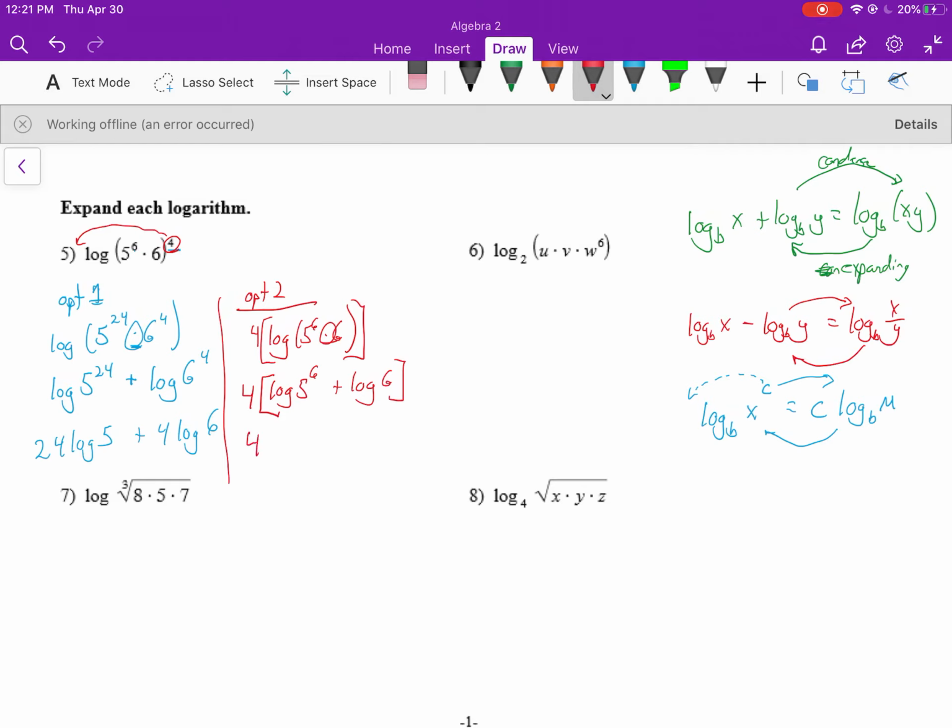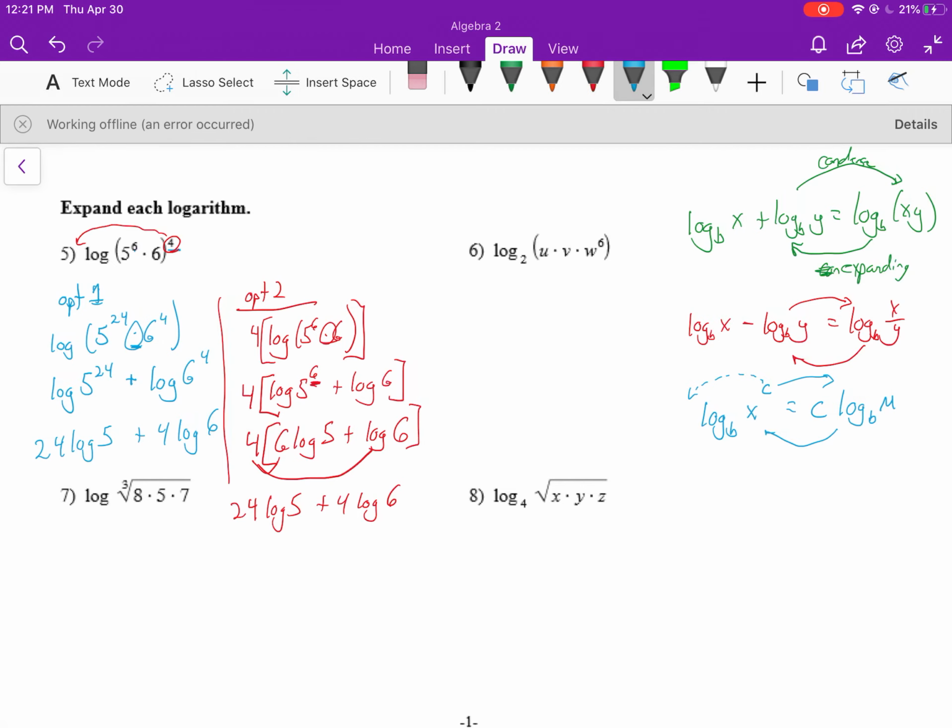We can keep going because we can use the power rule, and we can bring the 6 out front here. So 6 log of 5 plus log of 6. And then lastly, we can multiply this 4 to both of these, and we get 24 log of 5 plus 4 log of 6. So we have both those options. I actually prefer this first one in blue, using the rules of exponents first, but you can do either.